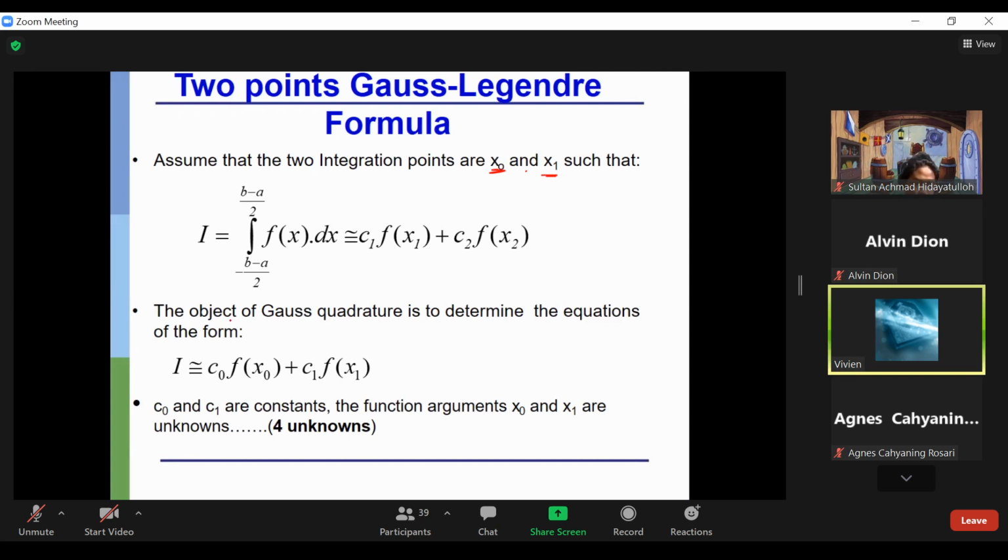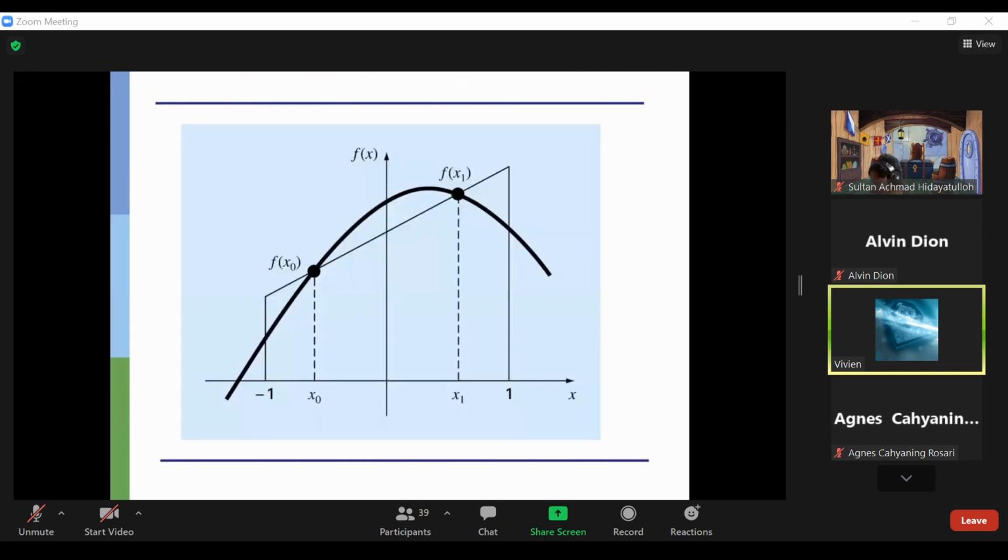So when we replace the integration here with a function using 2 other points, we have several unknowns here. And the main important thing to solve for the unknowns is to minimize the error. So this is the basic of Gauss quadrature, but for this course, this will not be discussed in detail.